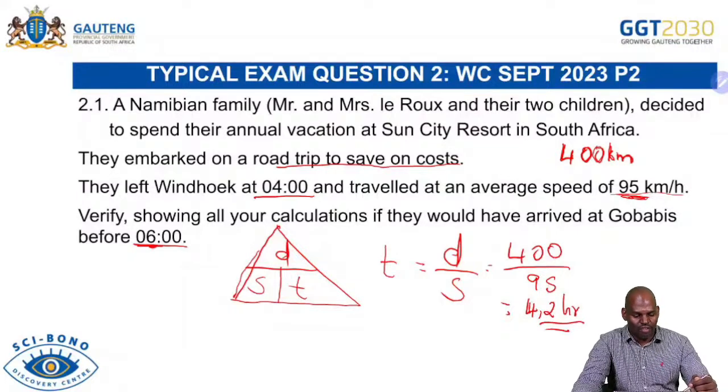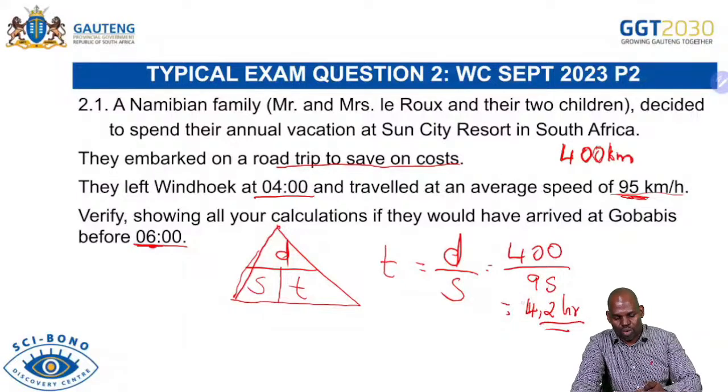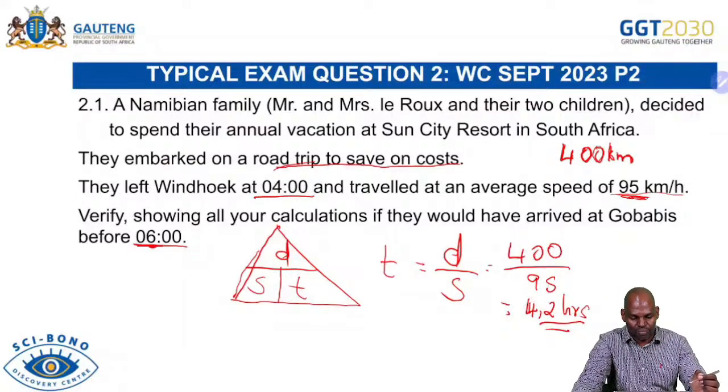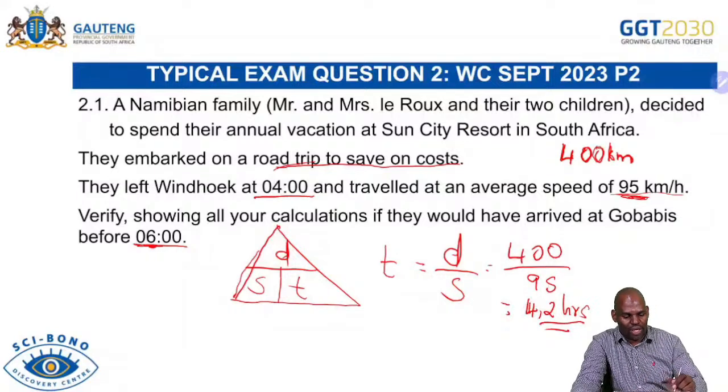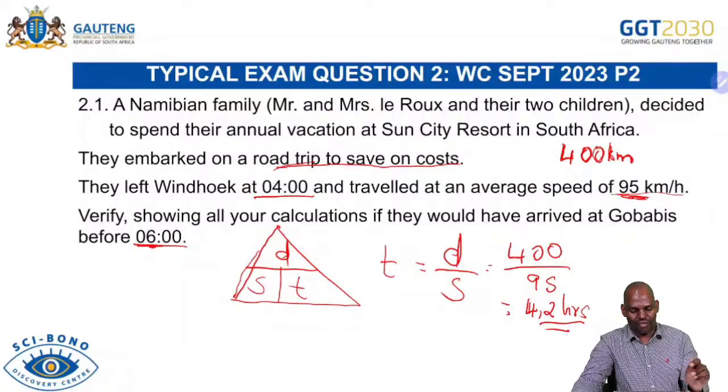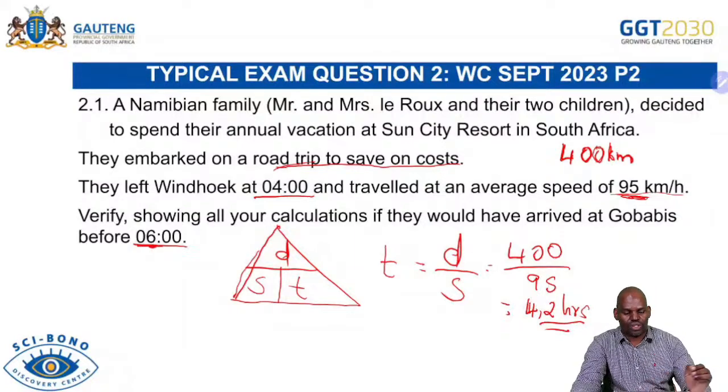So verify, showing all your calculations, if they would arrive at Wabis before 6 o'clock. So they are going to take 4.2. So from 4 o'clock, if they travel about 4.2 hours, that will make them arrive at around 8 o'clock. So not necessarily at 6. So it means, yes, for this one, you have to indicate that they are actually not going to arrive before 6 o'clock. They are going to arrive after 6 o'clock, which is about 8 o'clock.